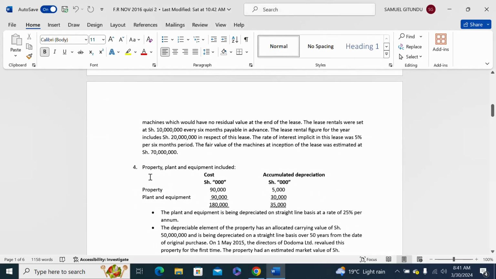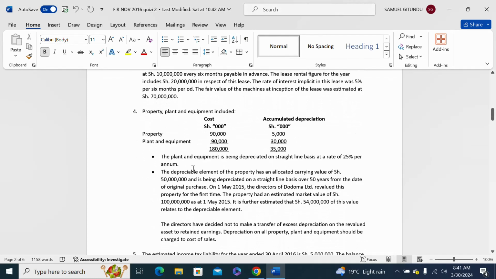Number 4. Property, plant and equipment include, we have cost, shillings in thousands, and accumulated depreciation, shillings in thousands. Property, cost 90 million, accumulated depreciation 5 million. Plant and equipment, cost 90 million, accumulated depreciation 30 million. The total is 180 million on cost, and the accumulated depreciation total is 35 million.